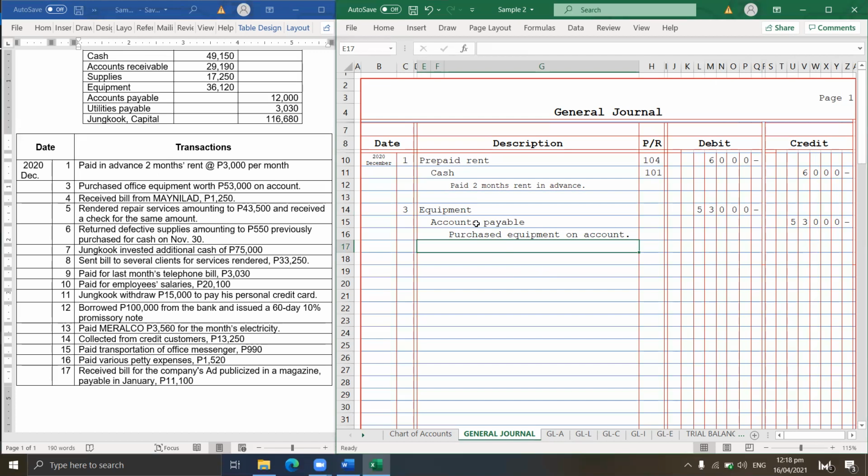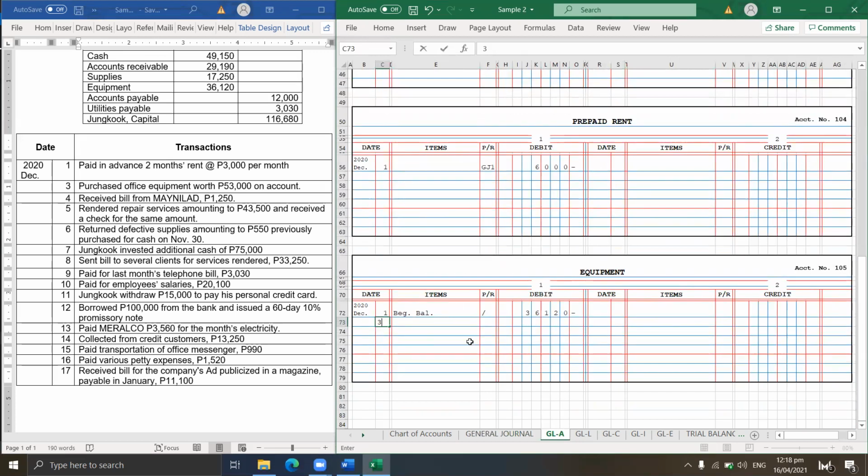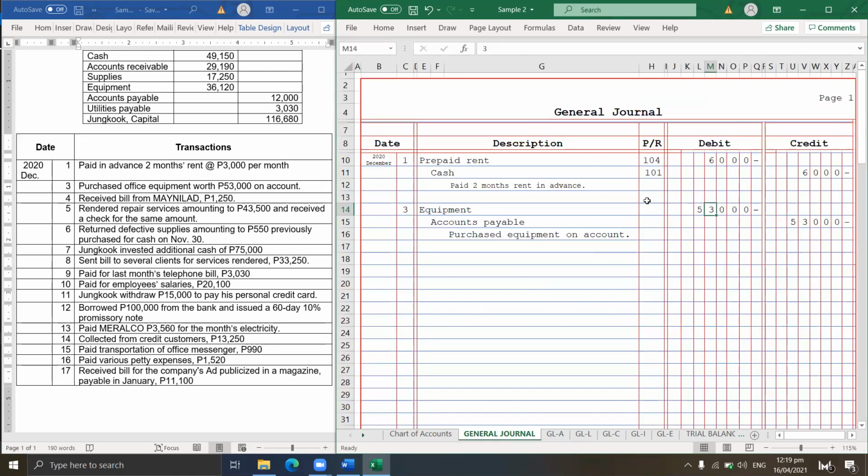After journalizing, we will proceed with posting. The debit would be equipment. So find the equipment to debit 53,000. Here is our equipment account title. It's December 3. Nothing to put in the items. Our journal is still page number 1, so GJ1, amounting to 53,000. After posting it in the equipment ledger, proceed to the journal to write the account number 105 in our posting reference. Let's put 105. So that's our journal entry being posted for the equipment.